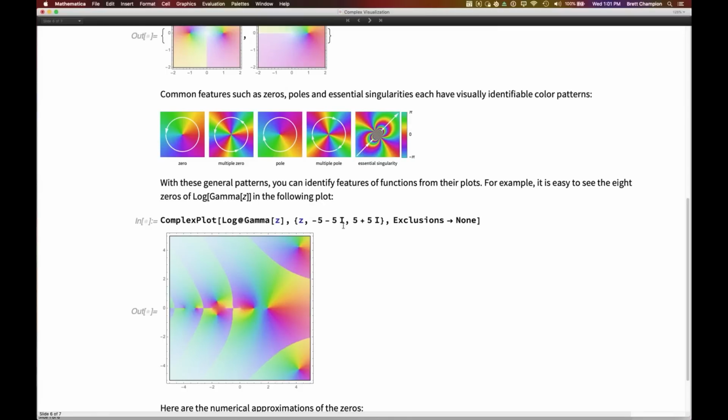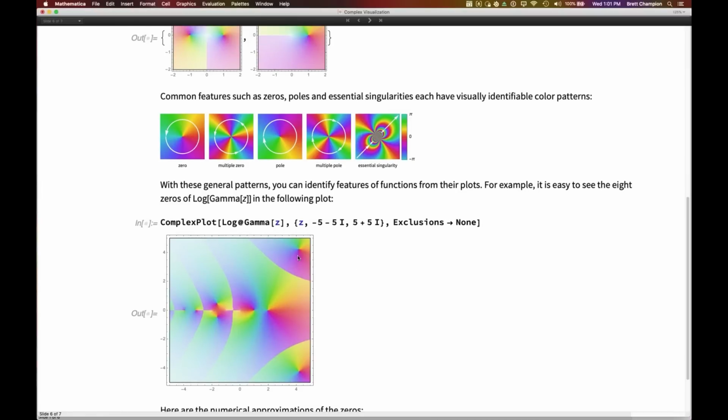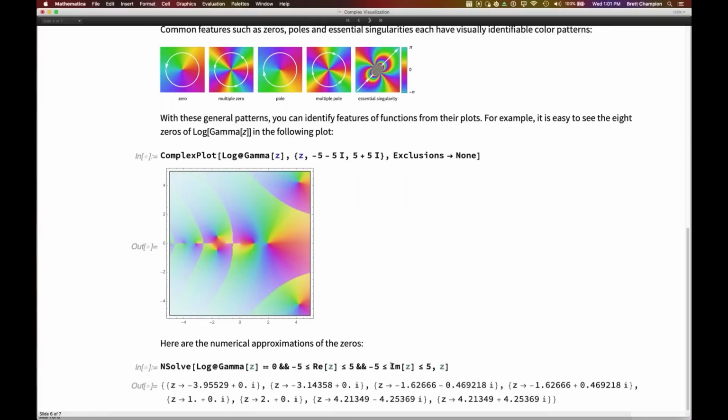So here I'm plotting log of gamma over a particular region. And so red, orange, yellow counterclockwise, that's a 0, that's a 0, that's a 0. I mean, actually, all of these are zeros. There's 8 of them. 1, 2, 3, 4, 5, 6, 7, 8. And then some branch cuts where we have sharp transitions from one color to another. And for the curious, here's nsolve telling us what the actual 8 zeros are over the same domain.